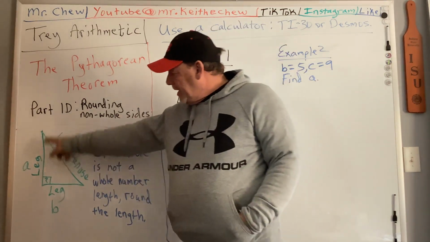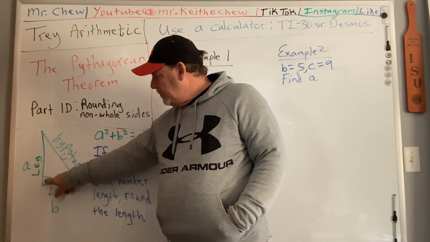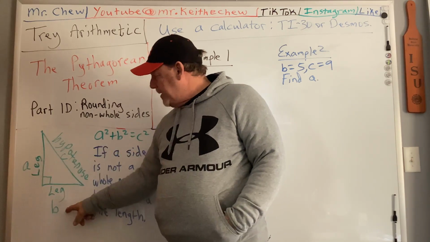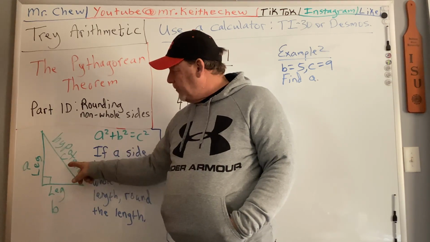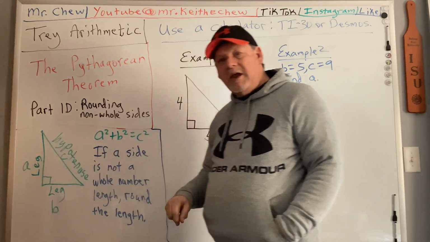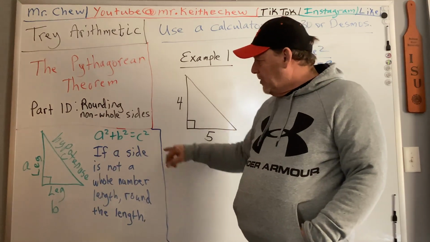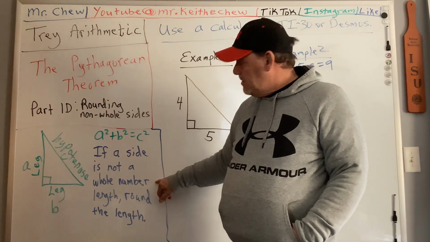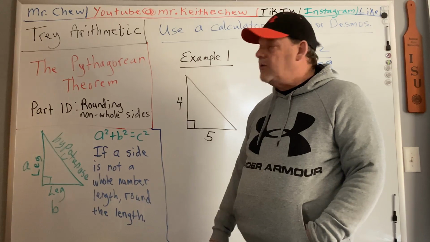So remember, the Pythagorean Theorem has to be a right triangle where we have two legs that make the right angle that are called A and B, and the hypotenuse, which is the longest side across from the right angle, which is called C, and we have A squared plus B squared equals C squared. So if a side ends up not being a whole number whenever you find the square root, you're going to round the length to whatever digit they tell you to.